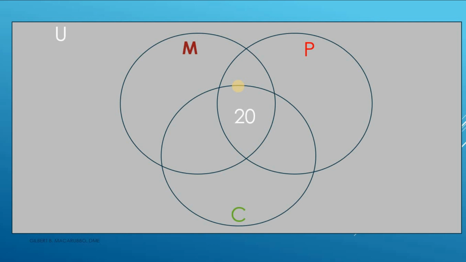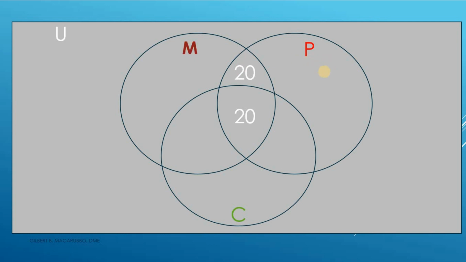Okay, so since we are now done in finding the intersection, we can now start. So since the intersection of mathematics and physics is 40, and the intersection of the 3 is 20, ilan pang idadagdag natin sa 20 para makuha natin yung 40? So we have 20. So ayun na. So 40 students like to study mathematics and physics.